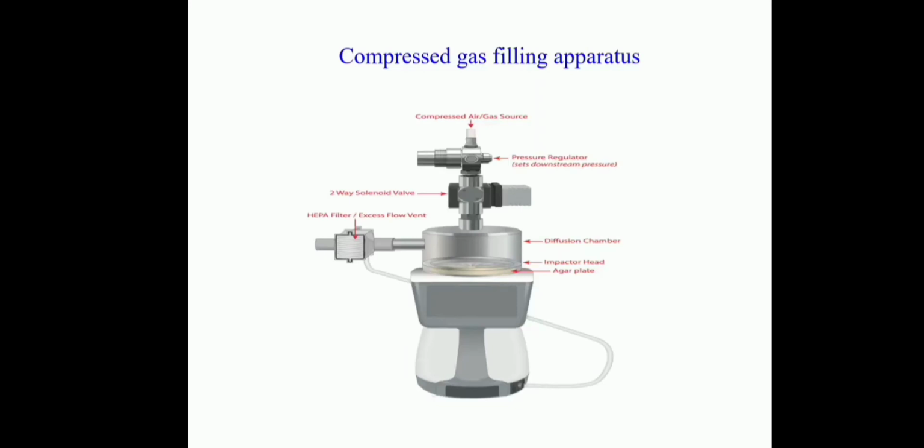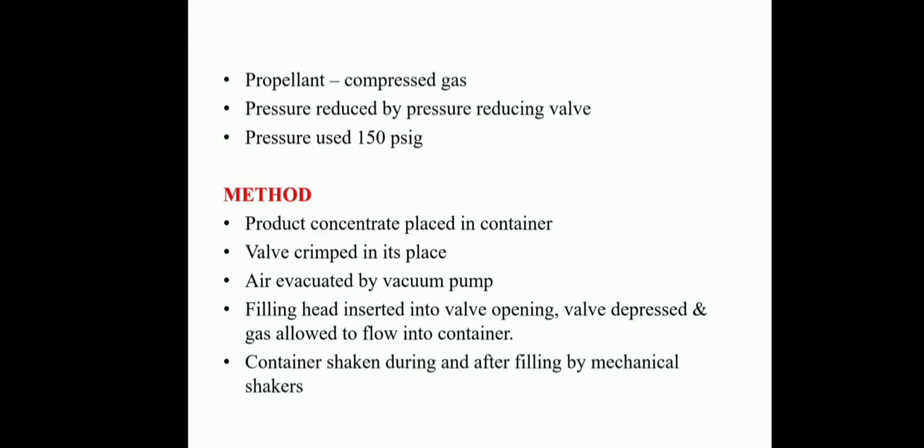Third is the compressed gas filling apparatus. The propellant used in this apparatus is compressed gas. Pressure is reduced by pressure reducing valves. A pressure of 150 psig is used in this apparatus. Method: product concentrate is placed in the container. Valve is slipped in its place. Air is evacuated by vacuum pump. Filling head is inserted into the valve opening. Valve is depressed and gas is allowed to flow into the container. The container is shaken during and after the filling by a mechanical shaker.